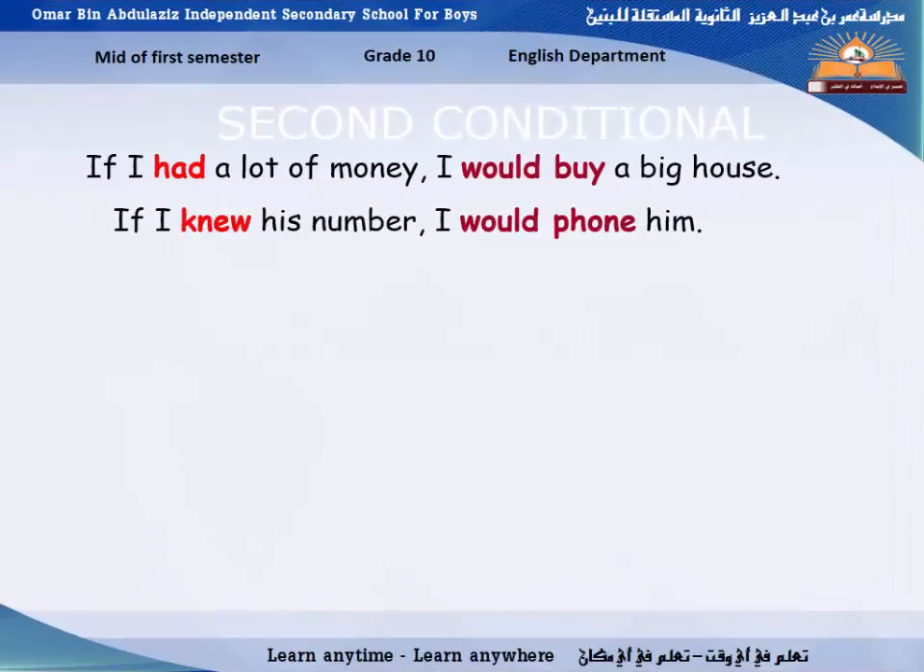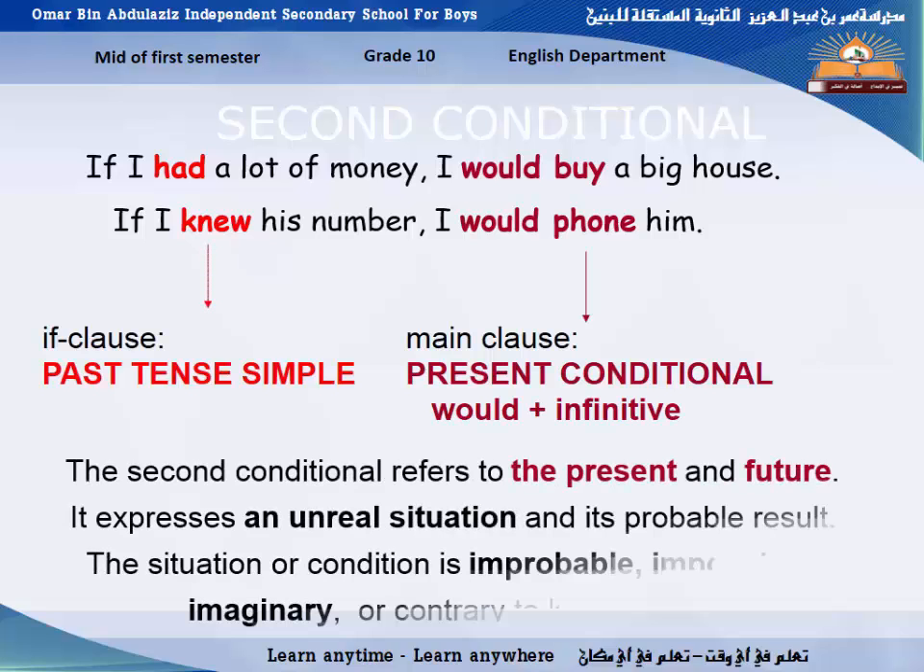If I had a lot of money, I would buy a big house. Or, another example, if I knew his number, I would phone him. The first clause is formed by using the past simple tense, and the second one is formed by using would plus the verb in the infinitive form.